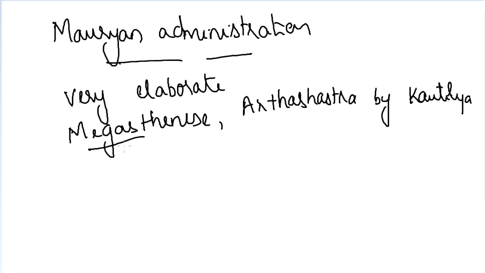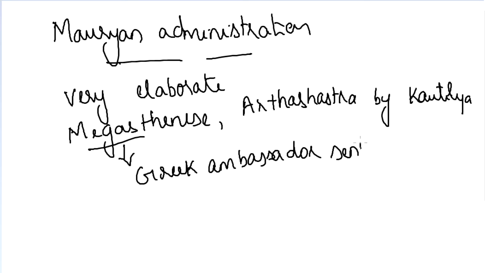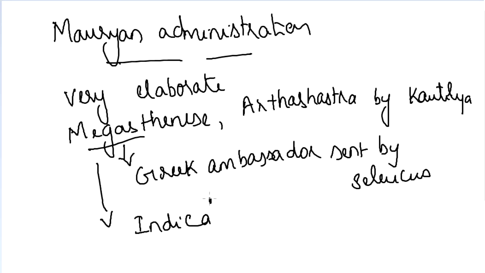Now Megasthenes was a Greek ambassador. He was sent by Seleucus to the court of Chandragupta Maurya. And the major book written by Megasthenes was Indica.